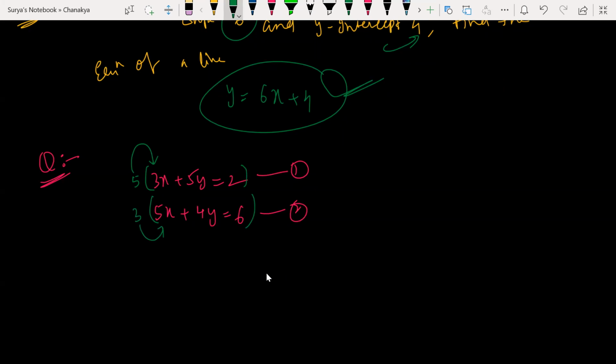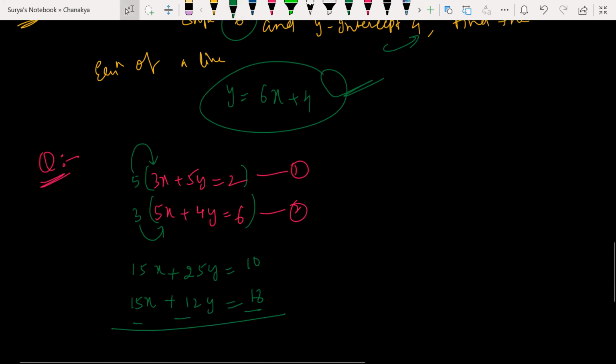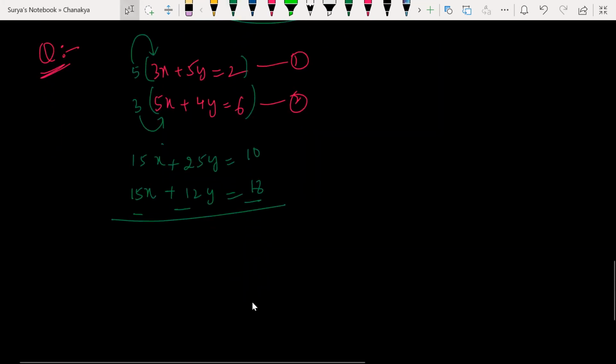After we do the multiplying process, when we add or subtract them, these 15x and 15x will get cut. Let me finish, you will be able to understand. Equation 1 multiplied by 5 gives 15x plus 25y, and equation 2 multiplied by 3 gives 15x plus 12y, with 18 on the right. So now you have to subtract. If I subtract, these two will get cancelled. The symbol should change when you are subtracting. So how much here? 13y.